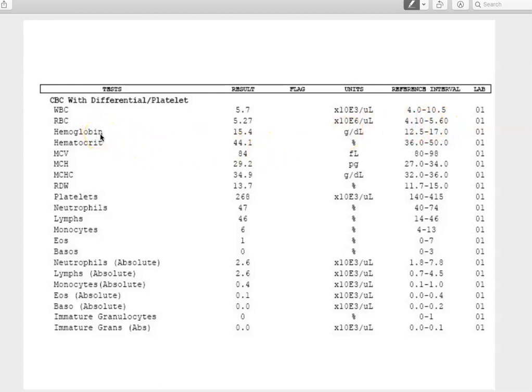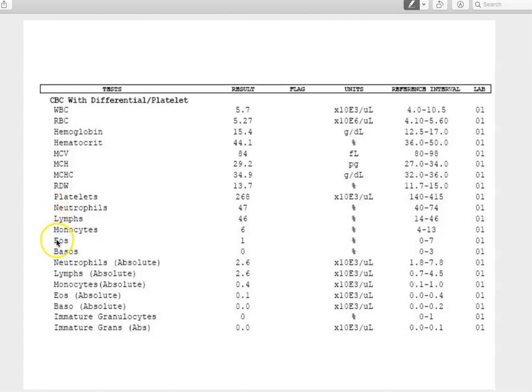Hemoglobin, how much hemoglobin's in your body? Hemoglobin does what again? It carries oxygen, and hematocrit is the percent of red blood cells in your whole blood. So here's 44%. Again, that's normal. You don't need to know these, but here's platelets. Platelets, 268 times 10 to the third, 268,000 platelets. Also normal.